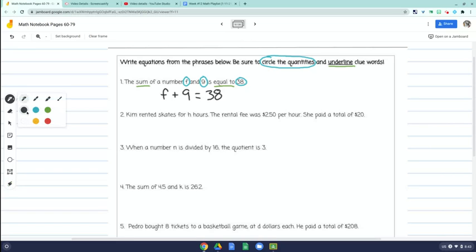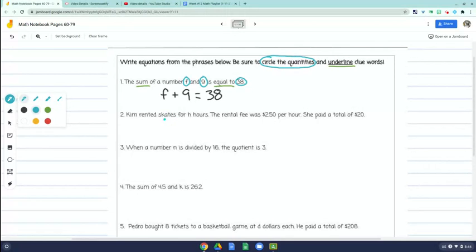And actually, just to bring this up right now, I had some students ask if we needed to find the answer to these equations, like find the value of f. They don't ask us to do that. We're just translating these phrases. So if you want to actually find the value of these variables, you can. I'm not going to stop you, but it's not necessary.